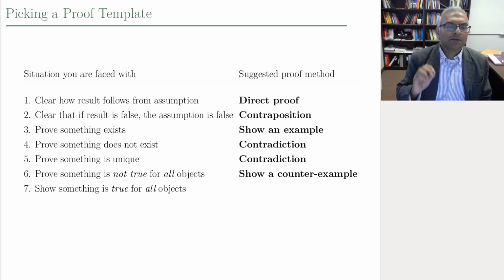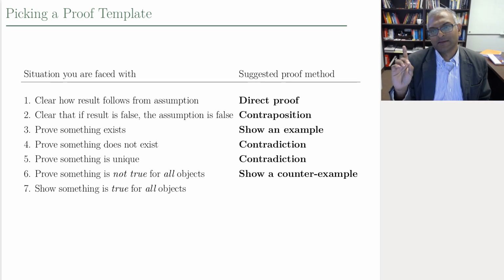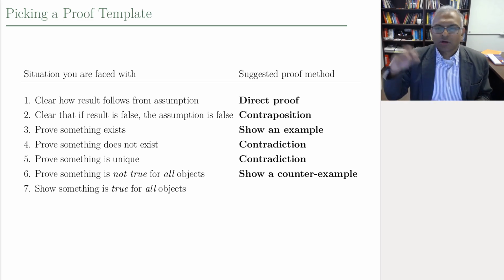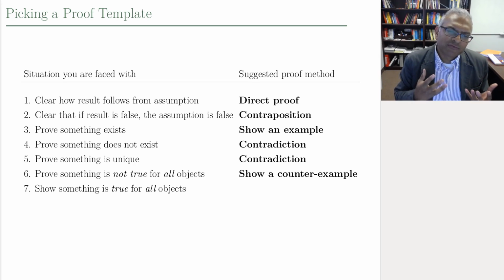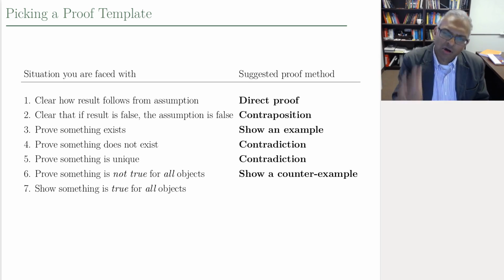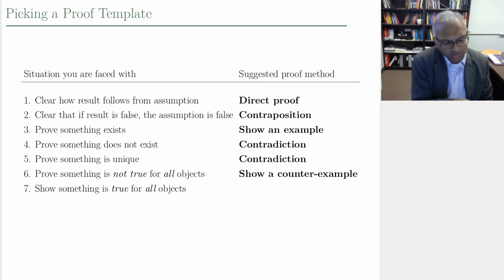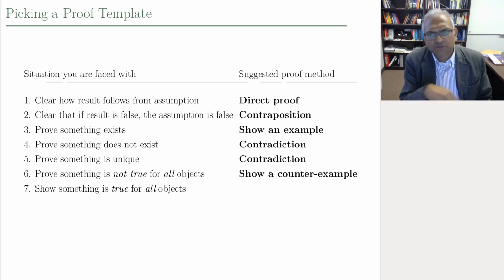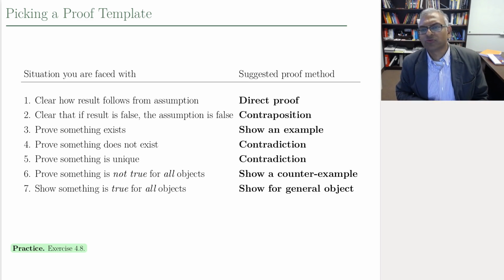Okay, you want to show that something is true for all objects. That's much harder. And we'll talk a little bit about that next time, but what you have to do is consider a general object and show that it's true. So you can't limit yourself by saying, I'm going to consider this particular kind of object and show that it's true. You have to show it for all objects, so you have to show it for a general object.